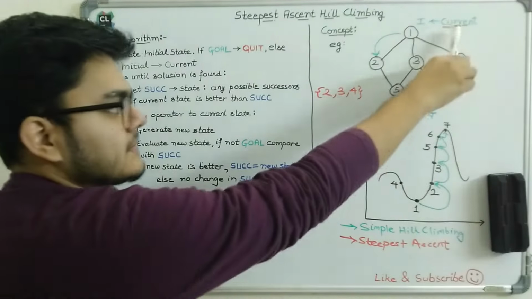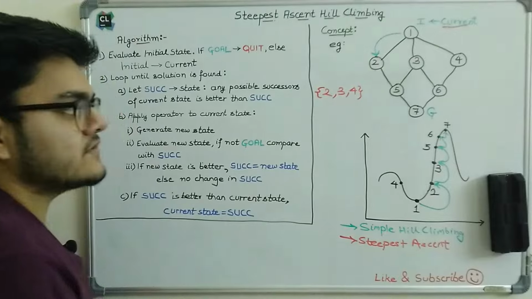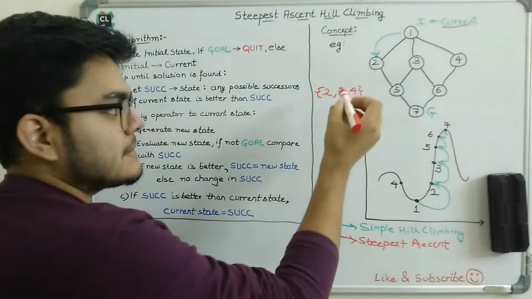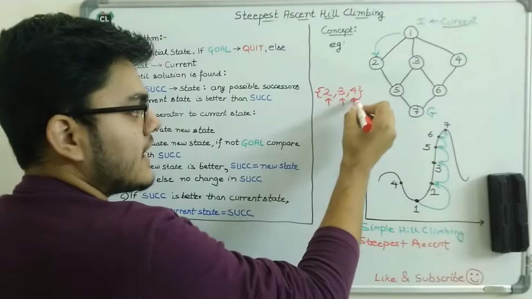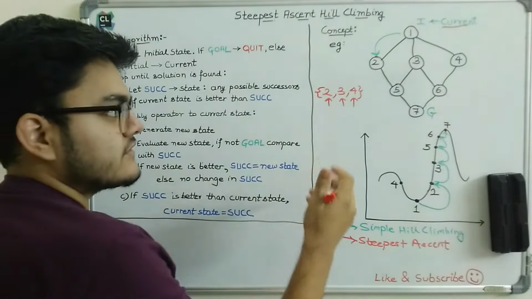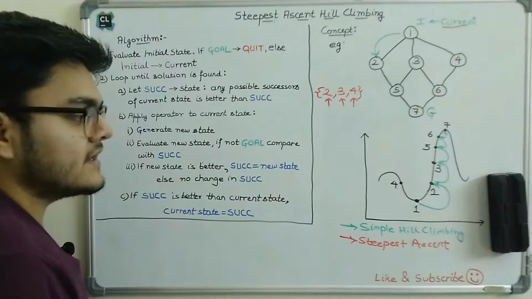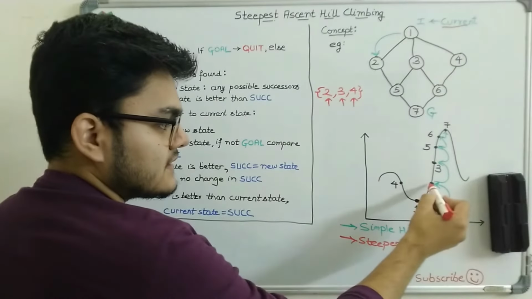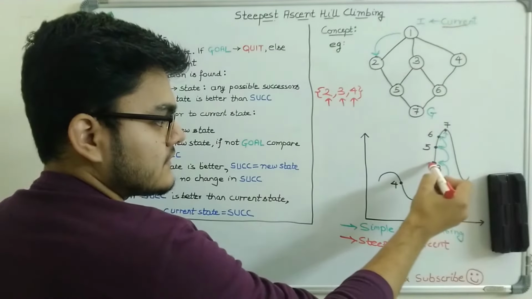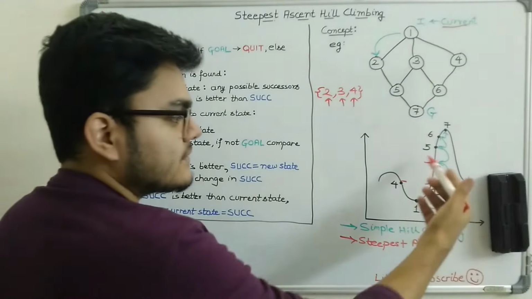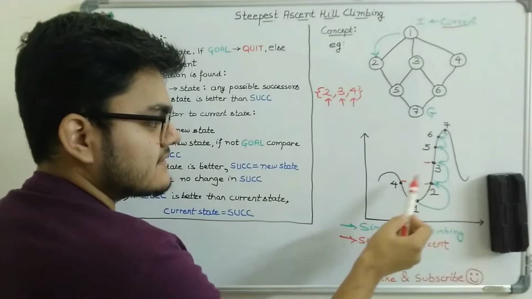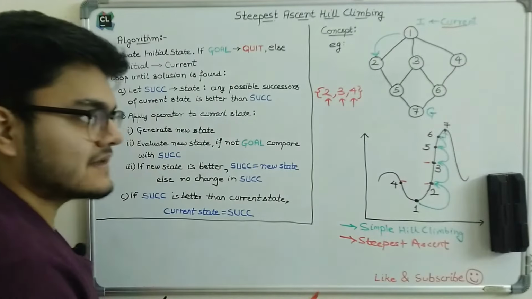So current remains here at first. Now what we do is we compare the heuristic value of all of these nodes and we pick up the one which is the best among all of them, right? So this is 2, this is 3, and this is 4. Now you can easily see from the graph that out of these 3 states, 3 is the best state, right?